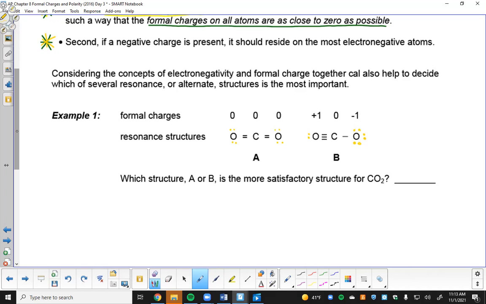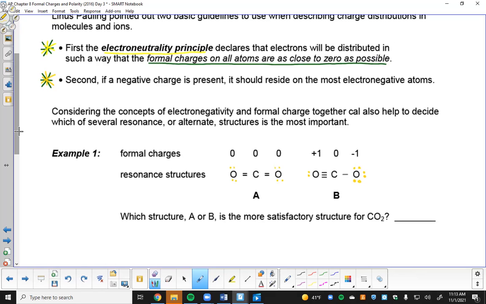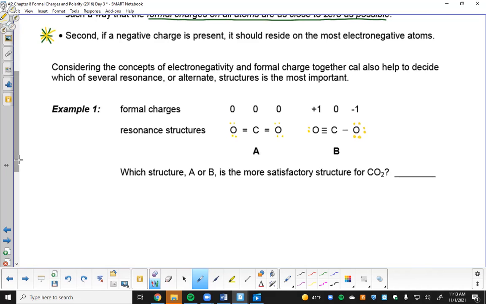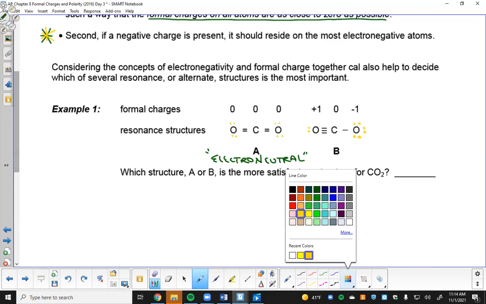If we look at this one, when we calculate the formal charge of each one, this one goes more towards the electroneutrality. They're all 0. The molecule's charge is 0 as well. You're not going to do much better than that. That's what the structure will want to do as far as electron distribution. Whereas if you look at this one, it still adds up to 0, but we're further away from 0 for this neutral molecule, indicating that there's not as much electroneutrality as we should have. This one is more electroneutral. This is the one that we should be trying to use.